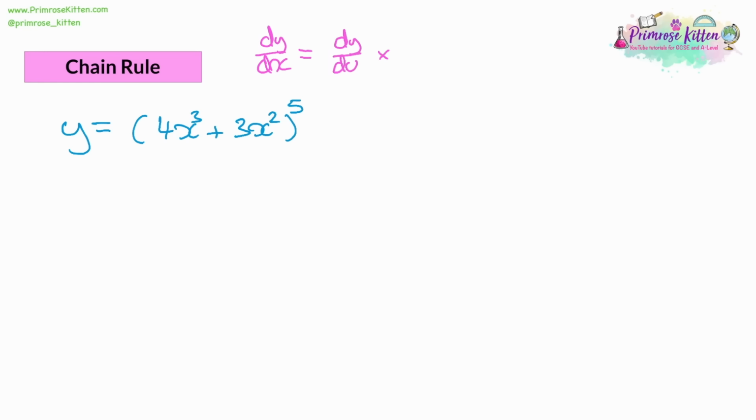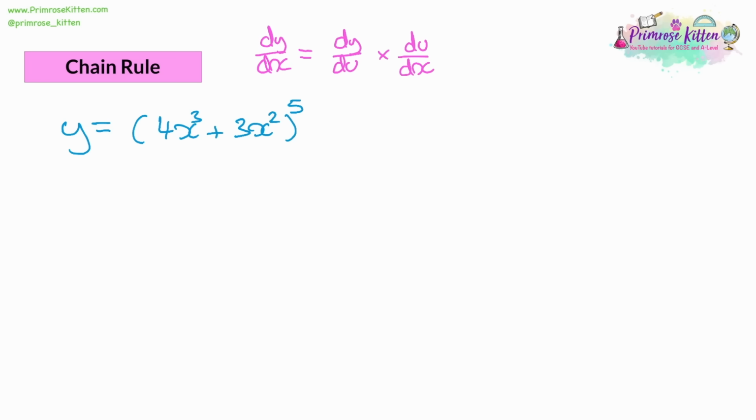So for example, you might have y is equal to, and you could have something like 4x cubed plus, let's say, 3x squared. And this itself is going to be raised to a power. So this could be to the power of, let's say, 5. So to use the chain rule, what you say is dy by dx is equal to dy by du multiplied by du by dx. You might be thinking, what's this u bit about? Well, it refers to some substitution.